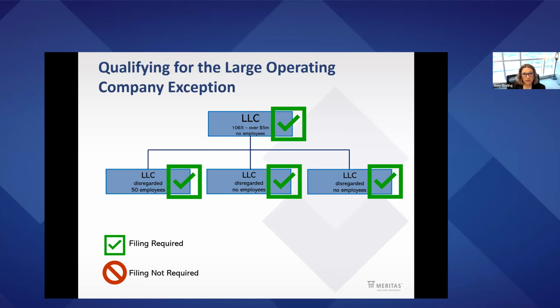The parent entity does not qualify for the large company exception because it does not employ 20 or more employees. In fact, it has 0 employees. The subsidiary entities cannot qualify for the subsidiary exemption because the parent does not qualify for an exemption, and none of them meet the requirements of the large operating company exception. The entity on the left, actually all of the entities here, do not file an income tax return. The parent files the income tax return, so none of them can meet the exemption.